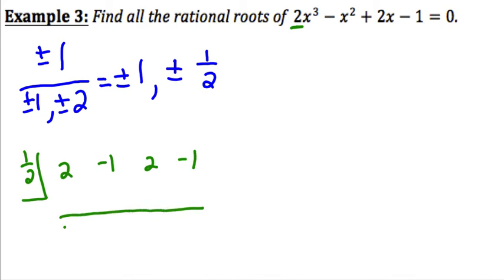All right. So I'm going to bring down the 2. So 1/2 times 2 is 1. -1 plus 1 is 0. Times 1/2 is 0. Add those together, you get 2. 2 times 1/2 is 1. Guessed it right on that one. -1 plus 1 is 0. All right, so I have a remainder of 0. That means one of my rational roots here, what I just tried, is 1/2.